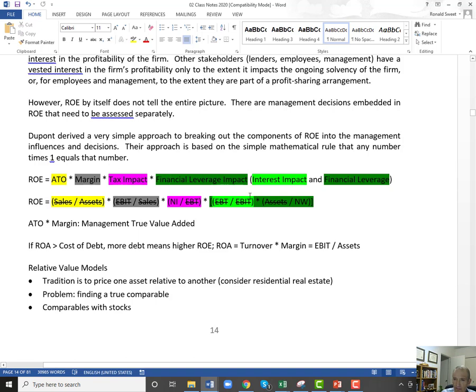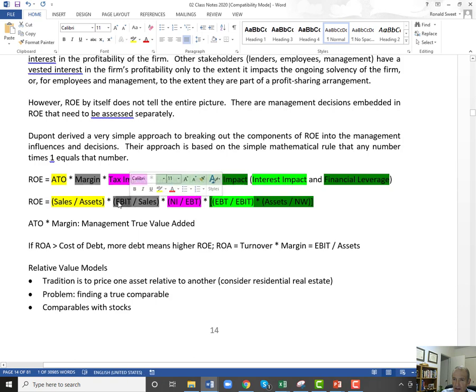And then the last part is the financial leverage. So I have these parts scratched out. Let me unscratch them out, and let's look at it. Asset turnover, we've already seen that ratio. It's sales divided by assets.